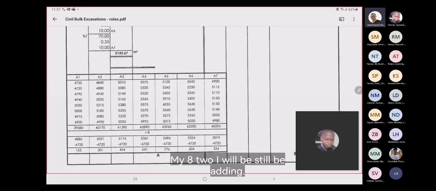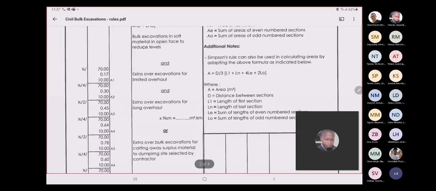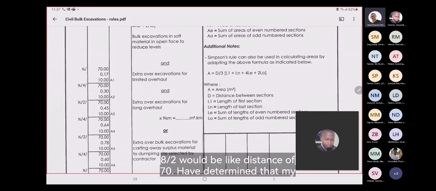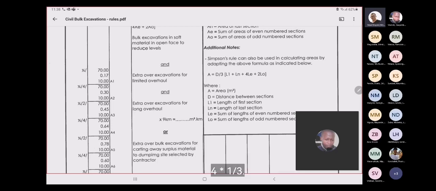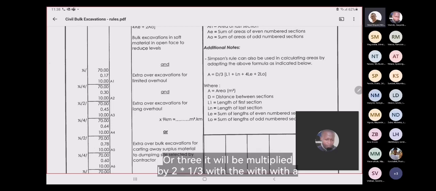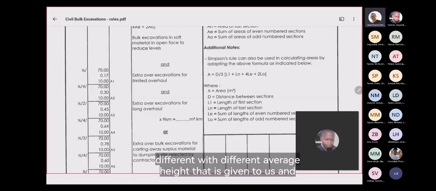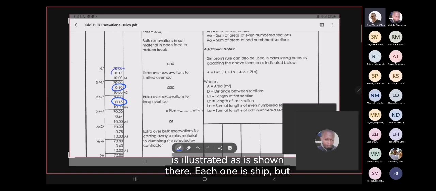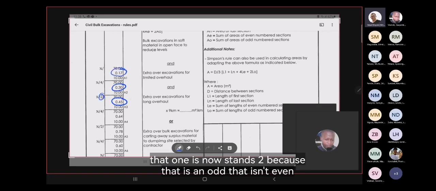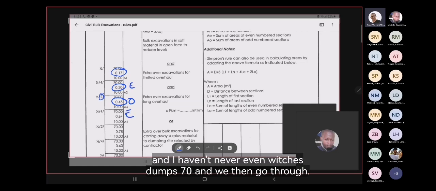my A2. I will still be adding. A2 would be my distance of 70. I've determined that my average depth is 300, and that my D is now 10, multiplied by 4, multiplied by a third. For 3, it will be multiplied by 2, multiplied by a third, with a different average height that is given to us and is illustrated as is shown there. Each one is 7. But that one is now times 2, because that is an even, and I have another even, which is times 70.